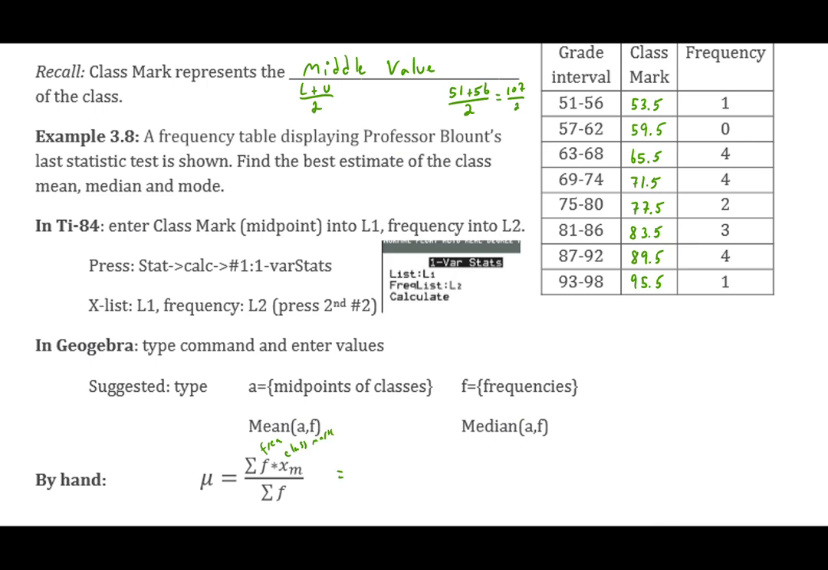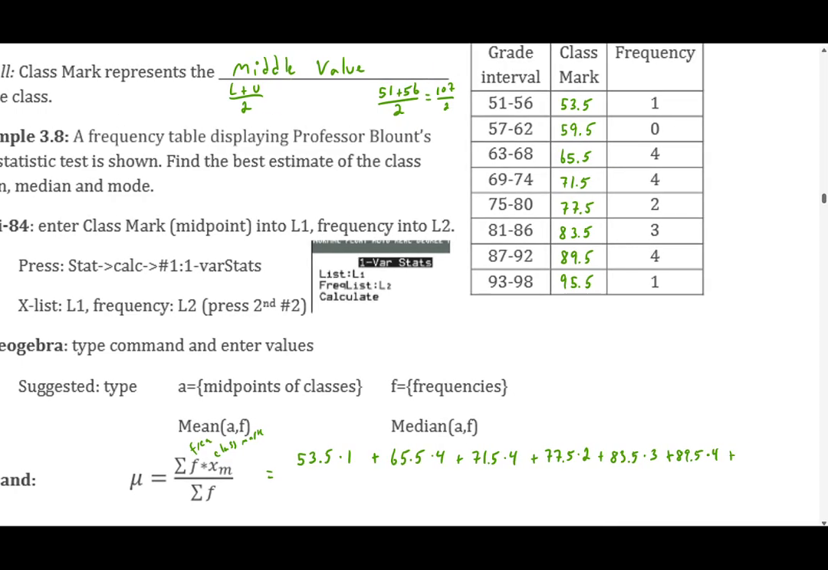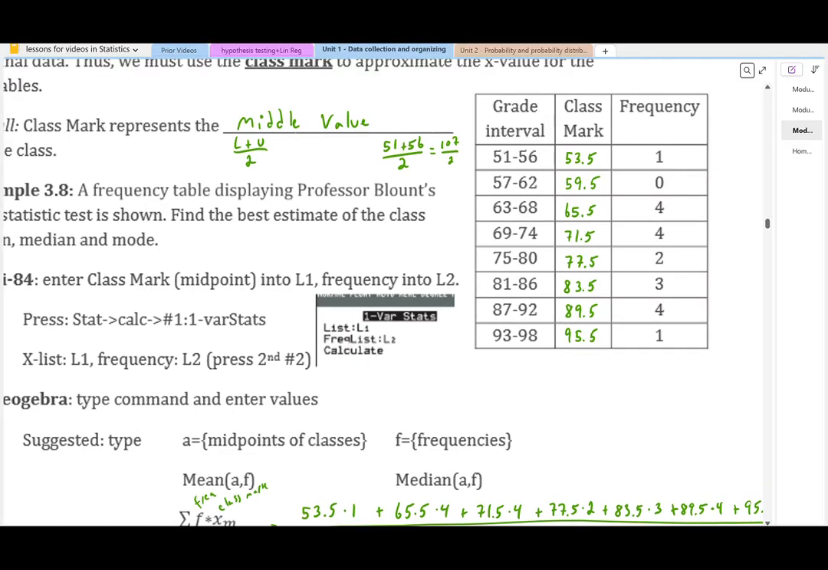So f represents the frequency, and x sub m will be the class mark. To find this, we're going to do 53.5 times 1 plus 59.5 times 0, I'm going to skip that, plus 65.5 times 4 plus 71.5 times 4 plus 77.5 times 2 plus 83.5 times 3 plus 89.5 times 4, I'm running out of room, slide over, plus 95.5 times 1, divided by the total number of frequencies, or the total number of values that we have.